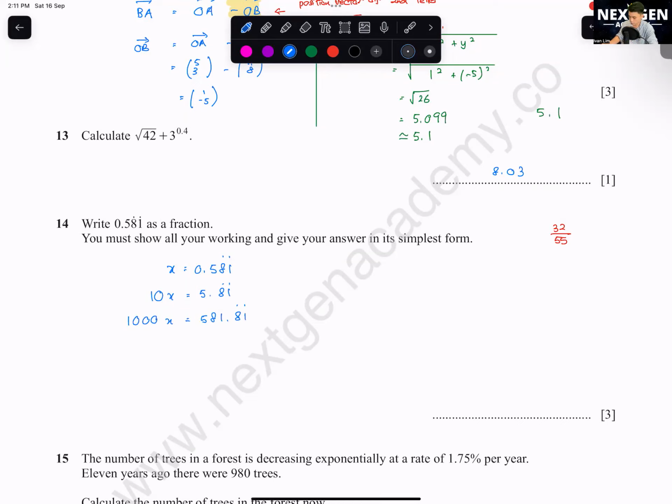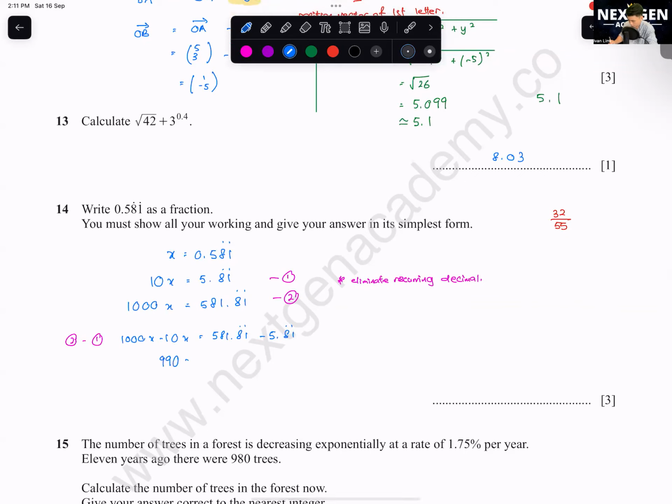You are just going to use this equation and this equation. Your goal, remember, is to eliminate the recurring decimal. That is the method that we are doing over here. So you're going to take equation 2 minus equation 1, which is 1000x minus 10x equals 581.81 minus 5.81. You'll get 990x equals 576. You divide it, 576 divided by 990. Just type in the calculator, you should get 32 over 55. All these workings need to be shown. You cannot straight away write the answer, they'll give you 0 marks for it.